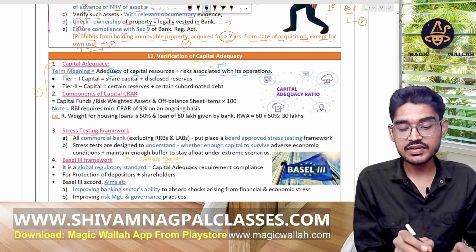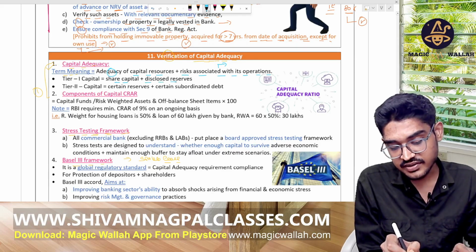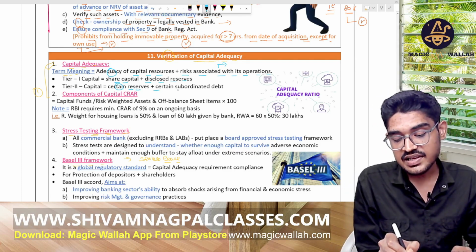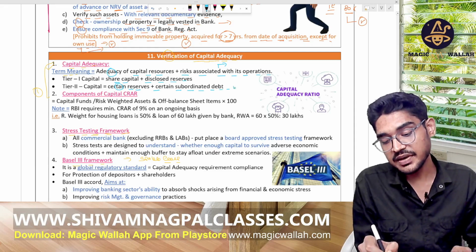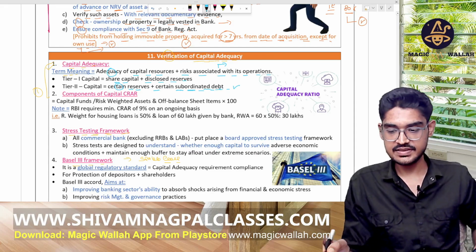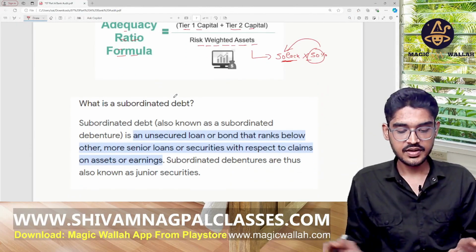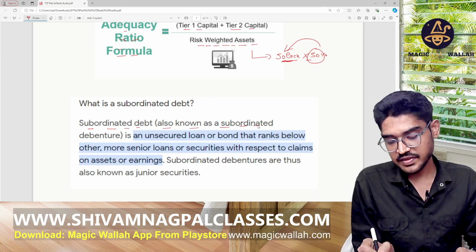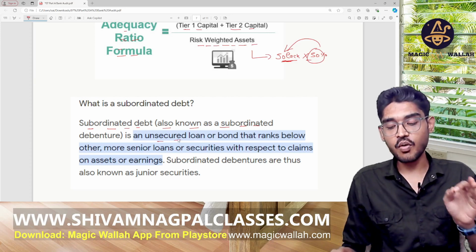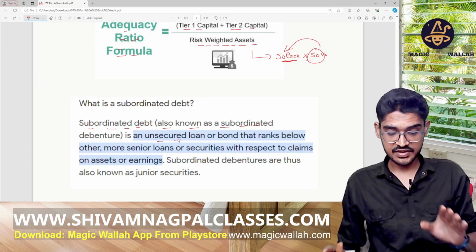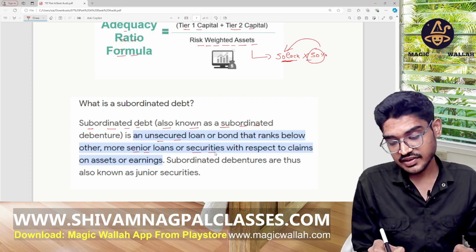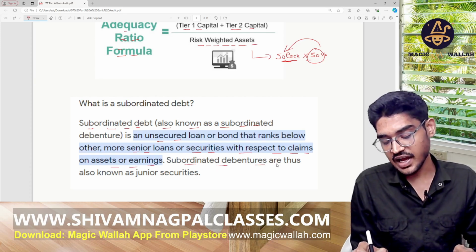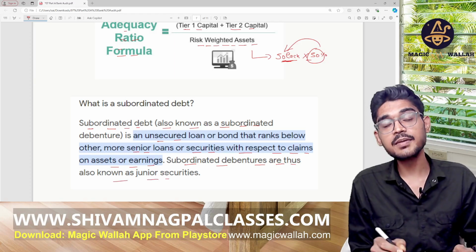So tier 1 capital covers the share capital plus disclosed reserve. Okay. Plus tier 2 capital, that contains certain reserves and certain subordinated debts. What do you mean by subordinated debts? See here. Subordinated debt, also known as subordinated debentures, is an unsecured loan or bond that ranks below other more senior loans or securities with respect to claims on assets and earnings. Subordinated debentures are thus known as junior securities, as we know when a company gets shut down.